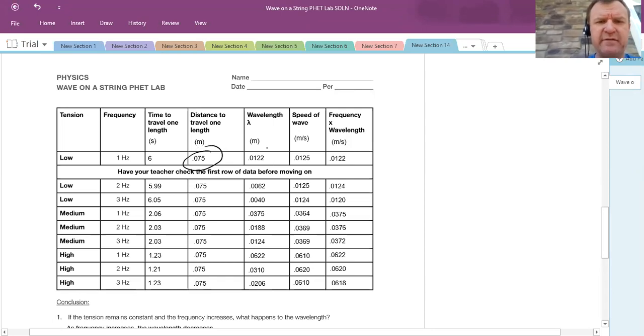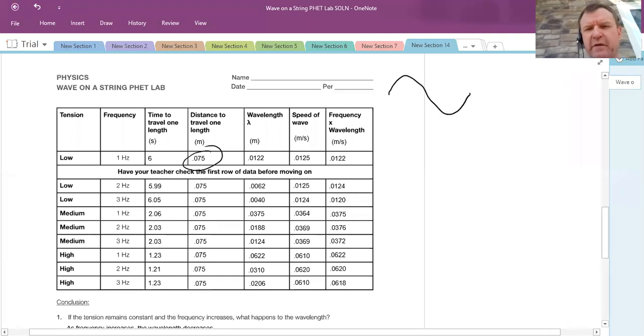The wavelength, this is where our answers may be slightly different, but not much. So the wavelength, you'd have to move that ruler around. And remember, you're looking for one complete wave. So just from a point on the wave to the next identical point on the same wave. So our wavelengths should be pretty similar as we go down here.